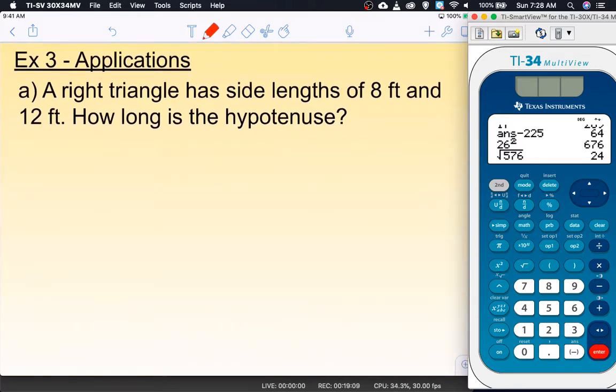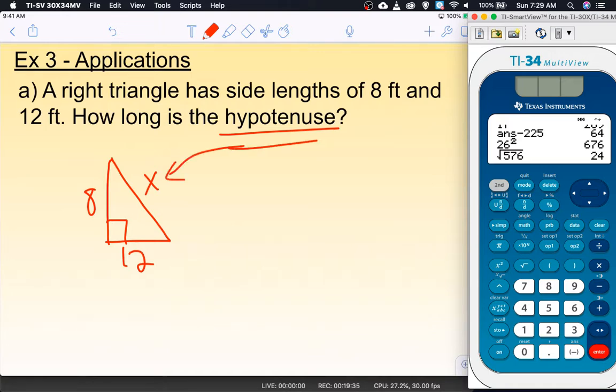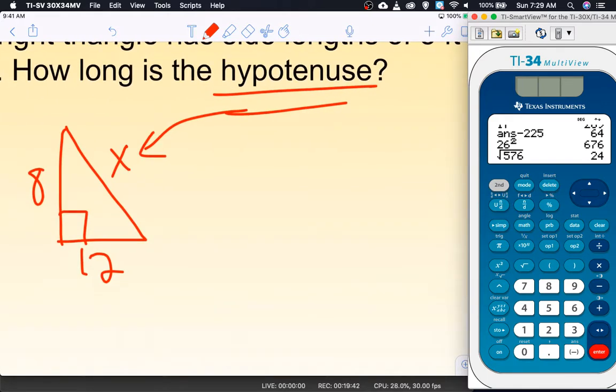So a couple little applications. These are fairly straightforward and easy. It says here, a right triangle has side lengths of 8 feet and 12 feet. How long is the hypotenuse? So that makes this a word problem. They didn't give us a picture, but they did a pretty good job describing that picture. We don't know how big the hypotenuse is, the longest side. But once you draw your picture, you just go, oh, okay, that's pretty easy.